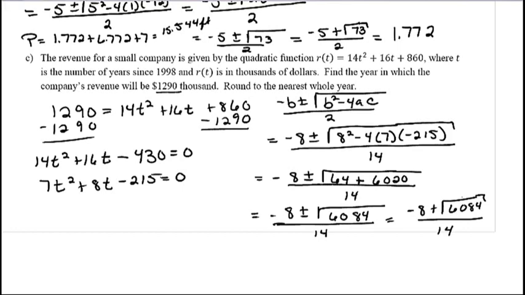I actually get 78, so I have negative 8 plus or minus 78. Well, we don't need to consider the negative one, so just plus 78 over 14. And so we get 70 over 14, which gives us 5.